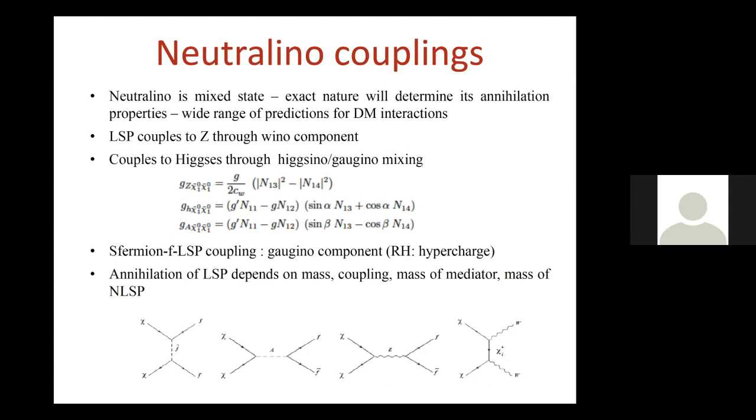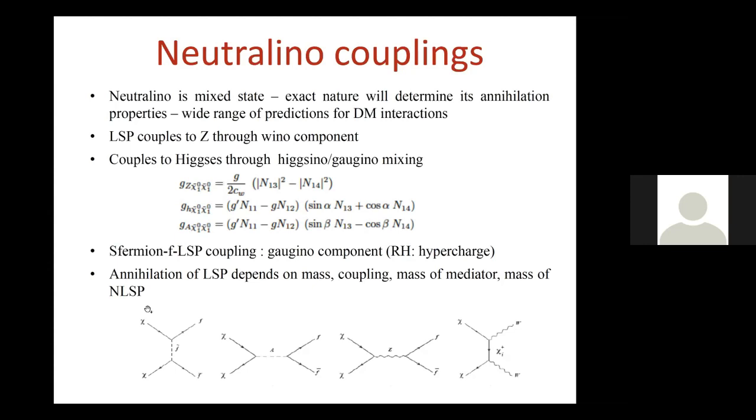So the LSP will couple to the Z through its Higgsino component. This is written here. And to the Higgs through the mixture between a Higgsino and a gaugino component. A pure state does not couple to the Higgs. So here's the coupling to the lightest Higgs, and here's the coupling to the pseudoscalar Higgs. I did not write the fermion-sfermion-LSP coupling, but it's basically a coupling that is dependent on the gaugino component. And for the partner of the right-handed fermion, it has to be proportional to the U(1) hypercharge.